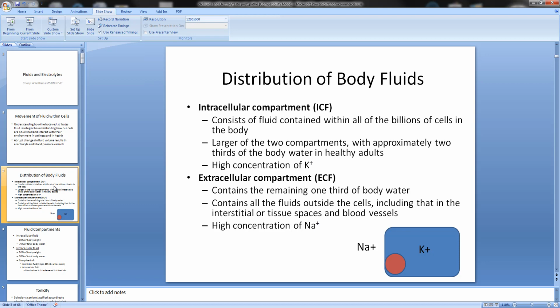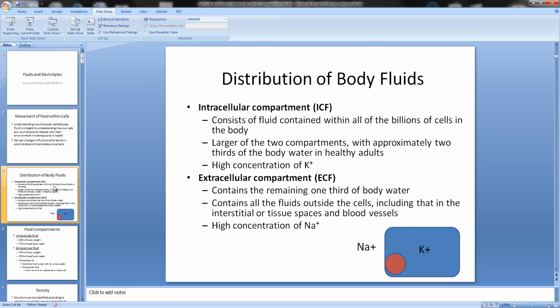But if you remember that it's important to keep your pot in the house, you'll always remember that potassium is within the intracellular space, and sodium is the chief electrolyte outside of the cell. In water, sodium is always, of course, intricately allied with water. Then the extracellular compartment contains the remaining 1/3 of the body water, and this is all the fluid outside of cells, particularly in the interstitial tissue spaces and in the blood vessels.